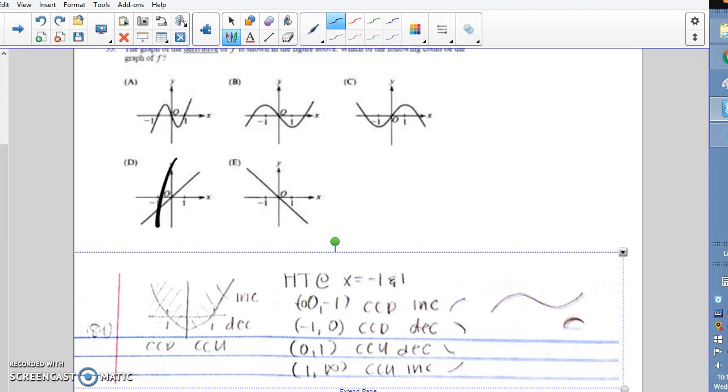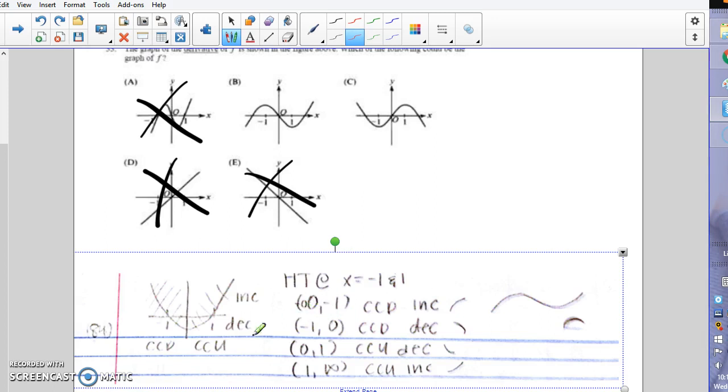So basically, that's going to take away D. That's going to take away E immediately. The next thing you need to focus on is you need horizontal tangents at 1 and -1. That's not happening. You have zeros at -1 and 1 on A. So really you're looking at B and C, and you'll see that they're kind of reflections of each other.